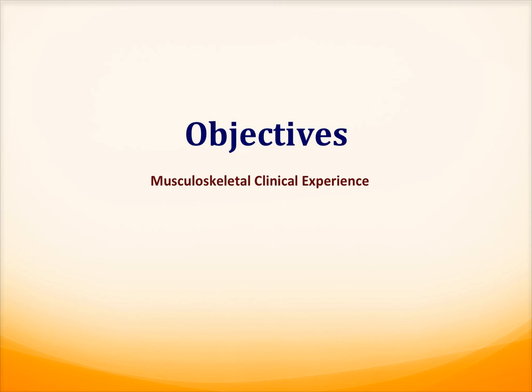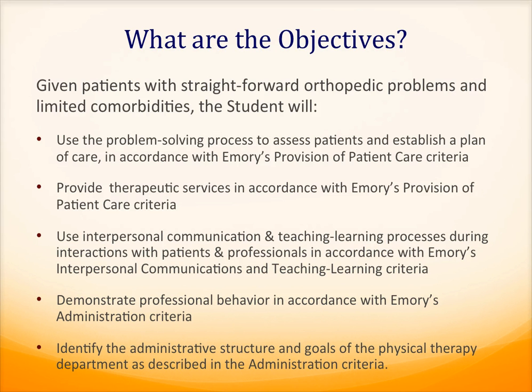Objectives. What are our objectives for the musculoskeletal clinical experience? We have 5 specific objectives for the musculoskeletal short-term experience. Given patients with straightforward orthopedic problems and limited comorbidities, the student will: first, use the problem-solving process to assess patients and establish a plan of care in accordance with Emory's provision of patient care criteria. Second, provide therapeutic services in accordance with Emory's provision of patient care criteria.